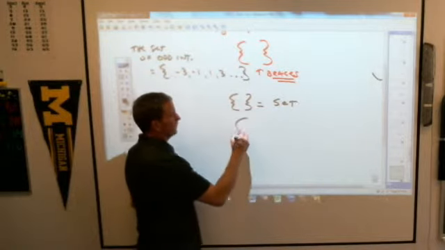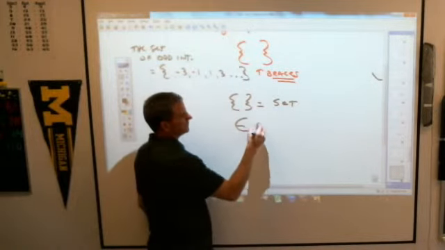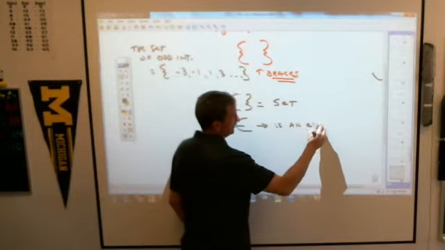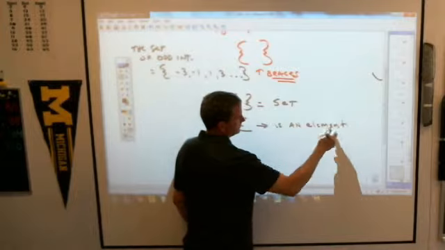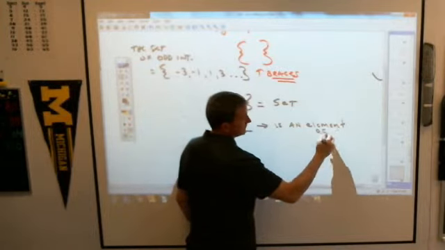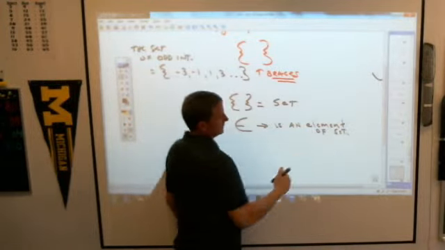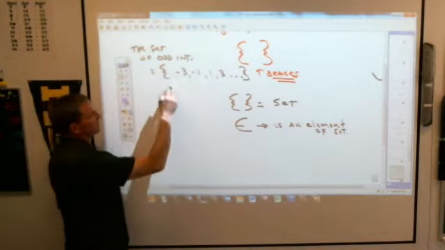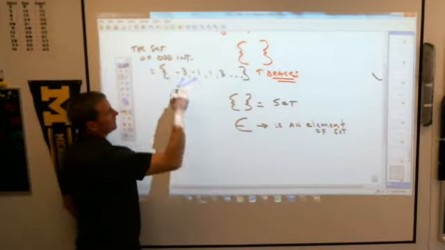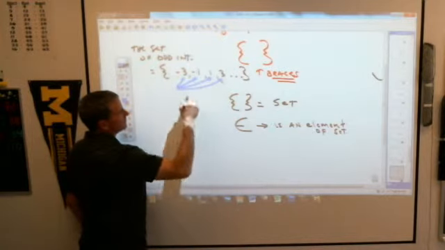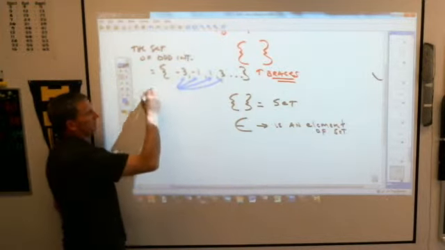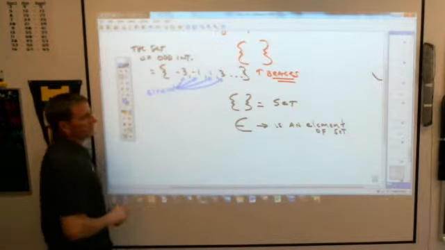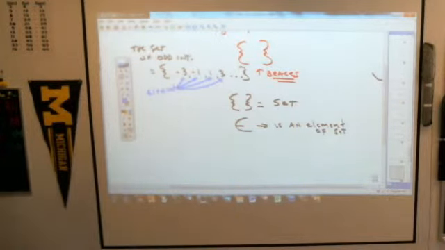This little pitchfork thing means is an element of the set. Not elephant, but element. And if you don't know what an element is, these are the elements. You could also say a member of, I guess. An element is just the number or something that's in the set.